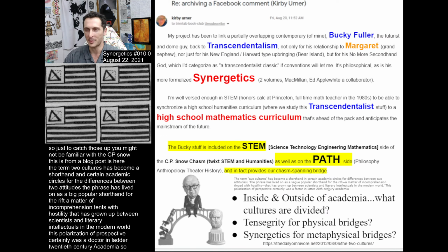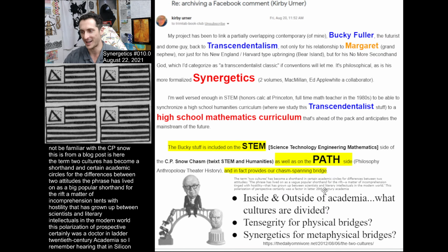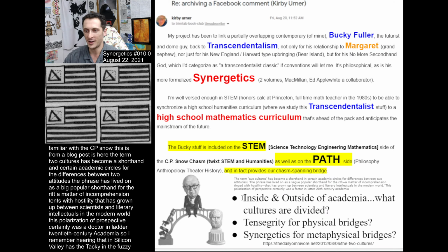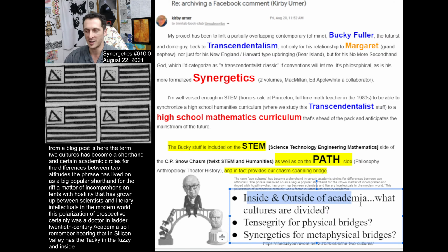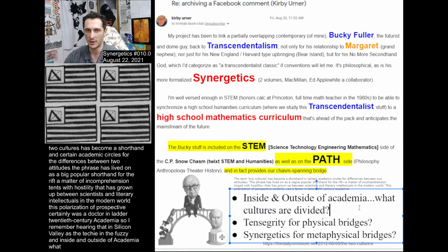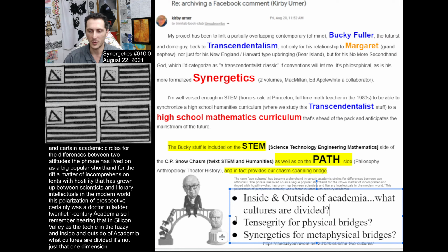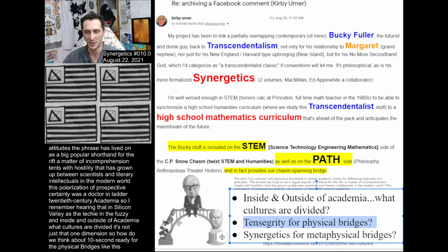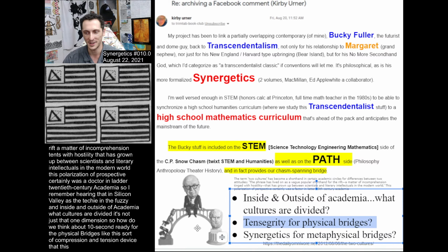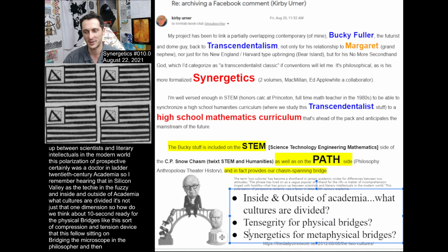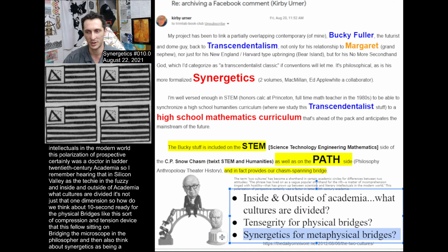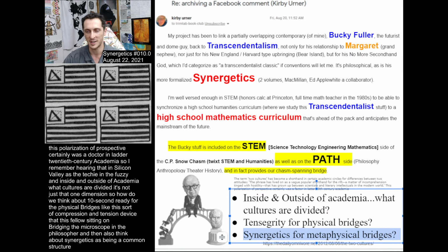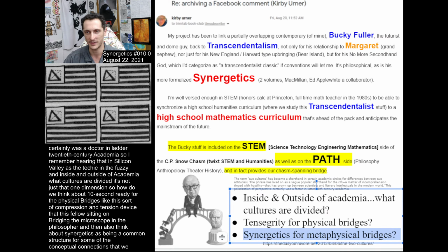So I remember hearing that in Silicon Valley as the techie and the fuzzy. And inside and outside of academia, what cultures are divided? It's not just that one dimension. So how do we think about tensegrity for the physical bridges, like this compression and tension device that this fellow is sitting on, bridging the microscope and the philosopher, and then also think about synergetics as being a common structure for some of the conceptual connections that we want to make across fields.